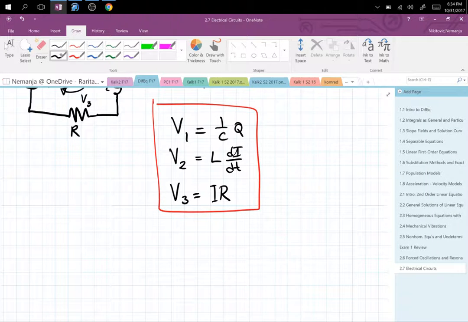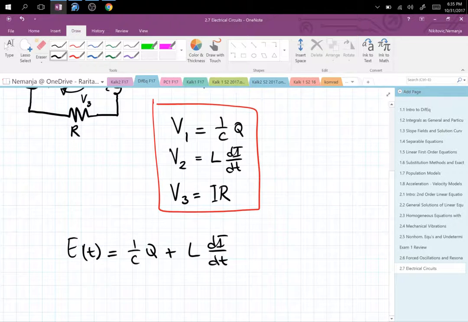Now if I use this in conjunction with the voltage drop equation, I see that the equivalent voltage, which is our source, E of t, is going to be the voltage on the capacitor, which is 1 over C times Q, plus the voltage on the inductor, which is L di dt, plus the voltage on the resistor, which is IR. So we add all of these up, and we have our equation for the voltages.